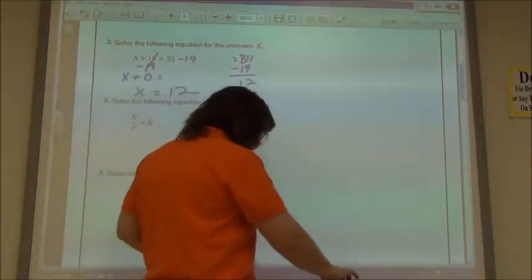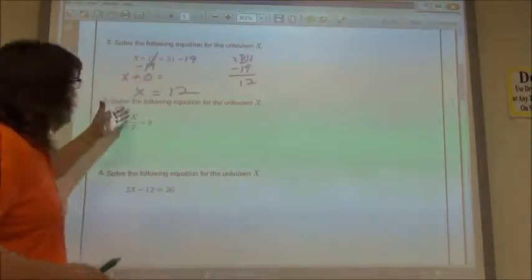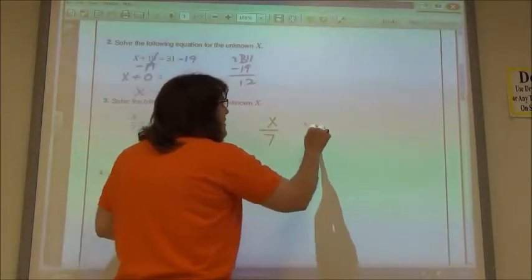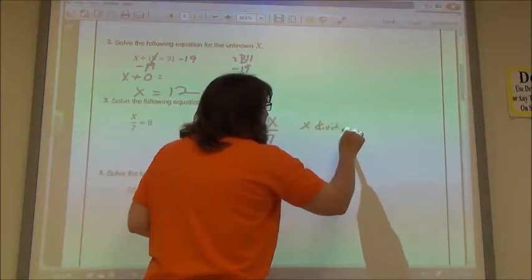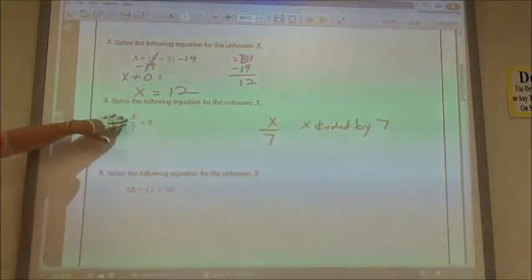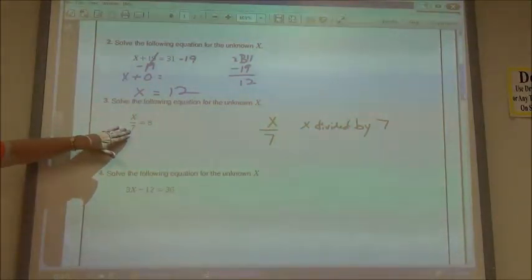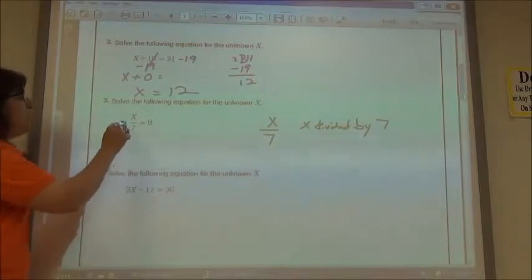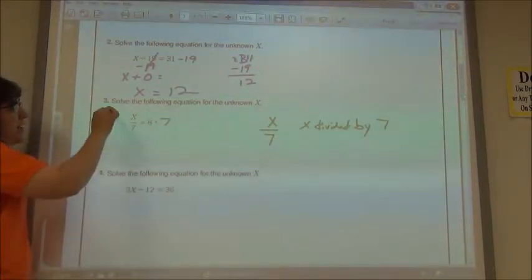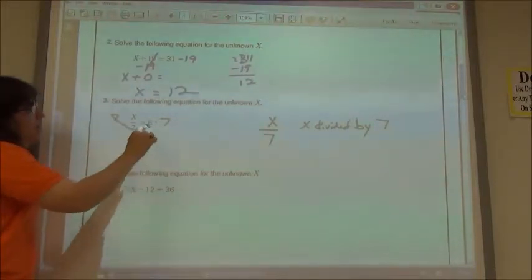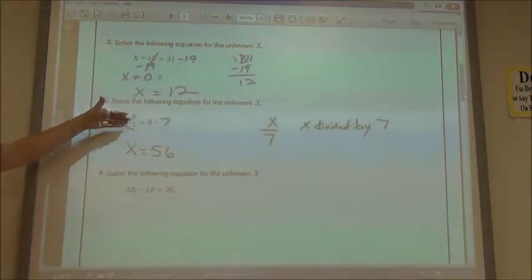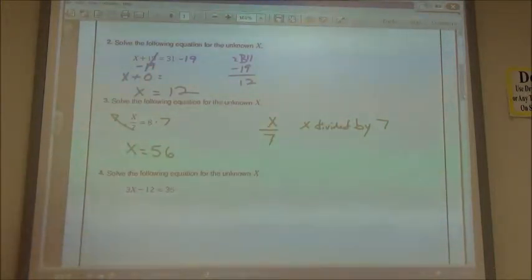On the third one, if I have x over 7 equals 8, x over 7 means x divided by 7. So if I'm showing x divided by 7, we have to do the opposite of dividing. The opposite of dividing is multiplying by 7. What number divided by 7 is 8? Well, these are going to cancel each other out, and 7 times 8 is going to be 56. We know that 56 divided by 7 is going to end up being 8.